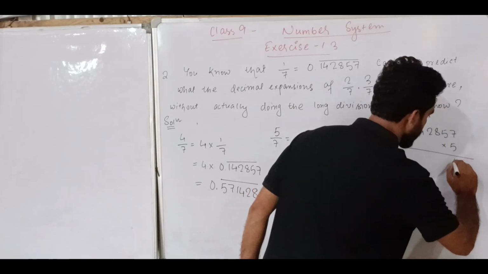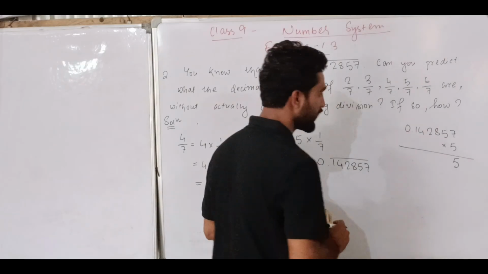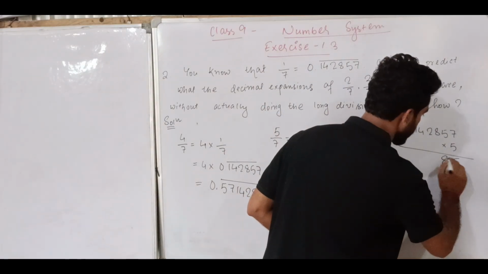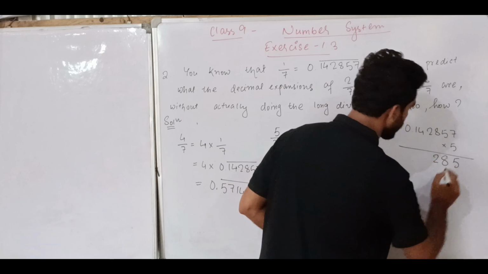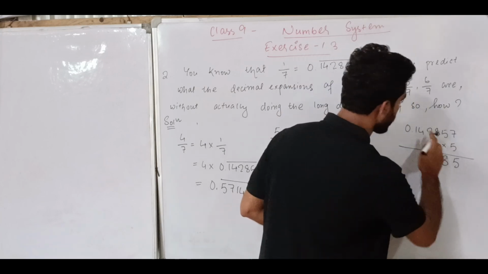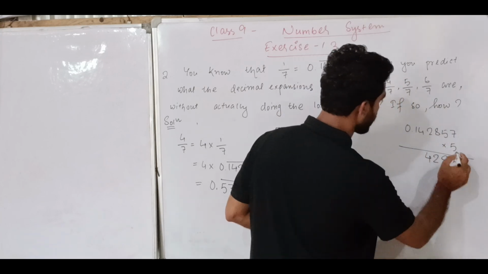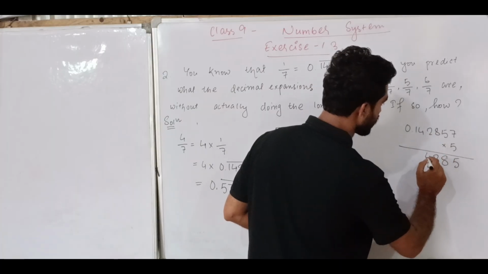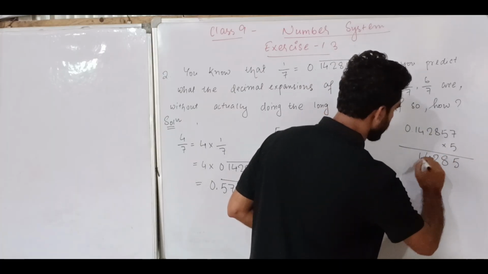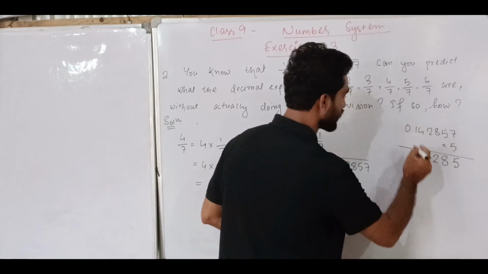5 7s are 35, 3 carry. 5 5s are 25, 28, 2 carry. 5 8s are 40, 42, 4 carry. 14, 1 carry. 4 5s are 20, 21, 2 carry.